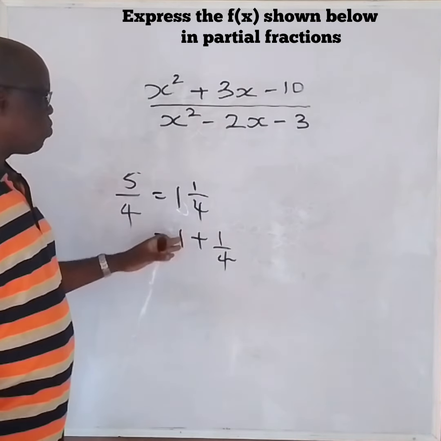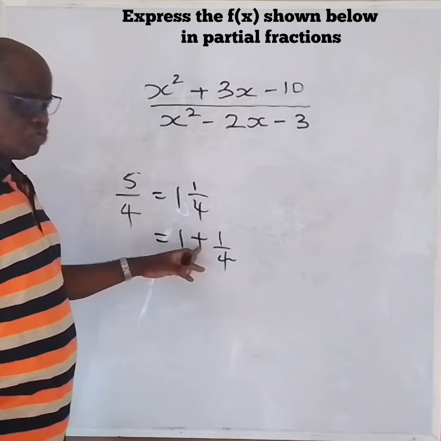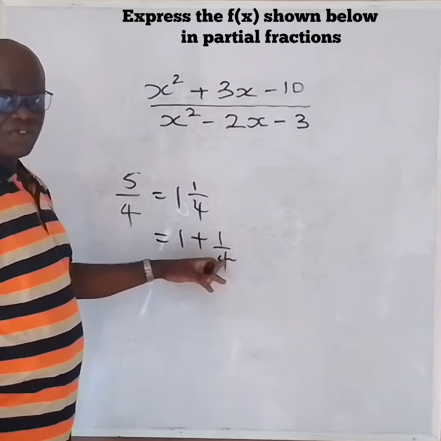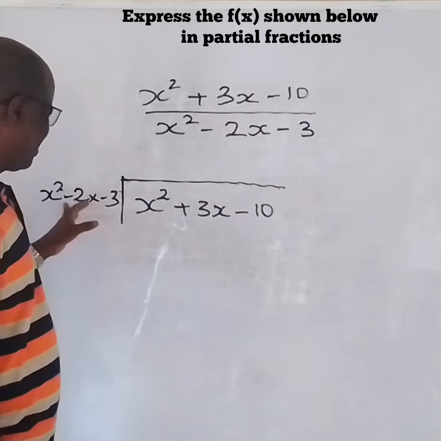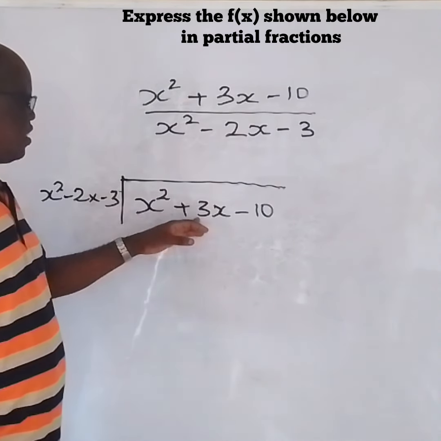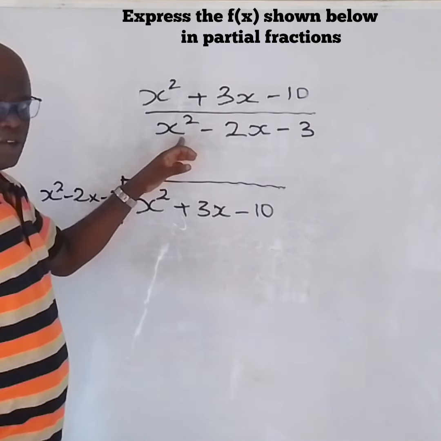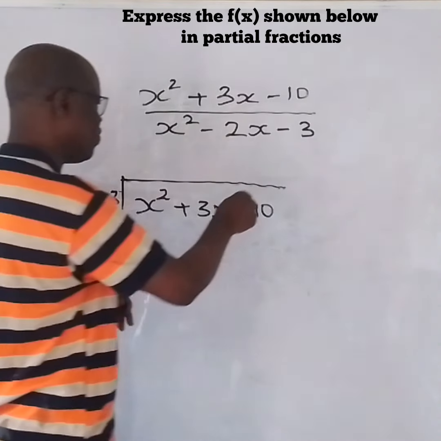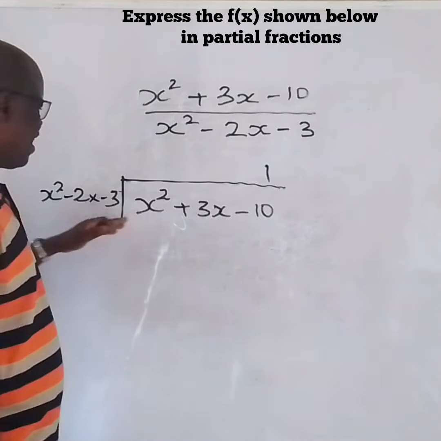We want to see what we get if we divide this by this. Then we now add to it the remainder divided by the divisor. So, all right. This divided by this. That is numerator divided by the denominator. Now, if you look at it, they are of the same degree. So, you have one of this. So, multiply this one by all this.